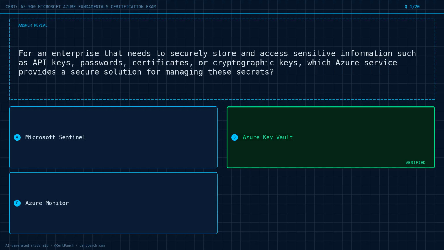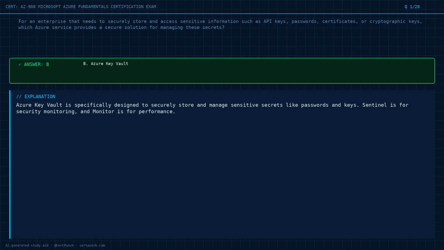The answer is option B. Exam logic. Azure Key Vault is specifically designed to securely store and manage sensitive secrets like passwords and keys. Sentinel is for security monitoring, and Monitor is for performance.